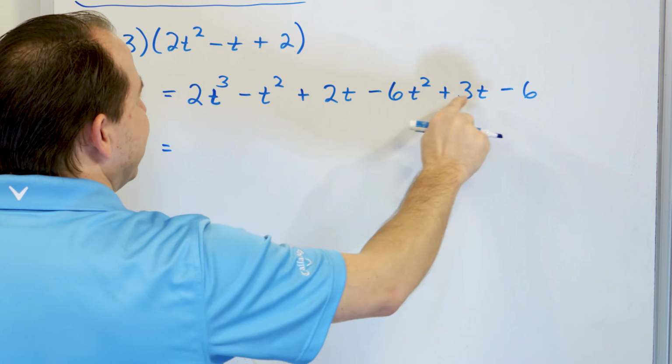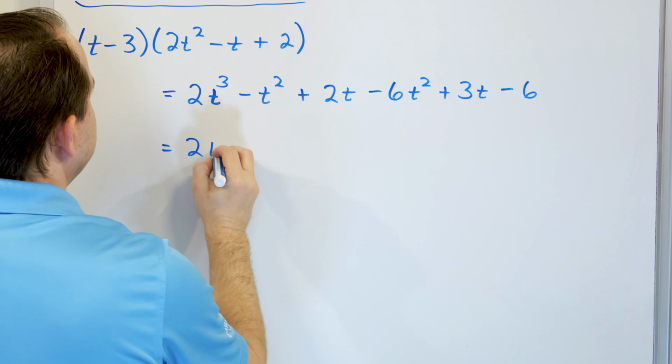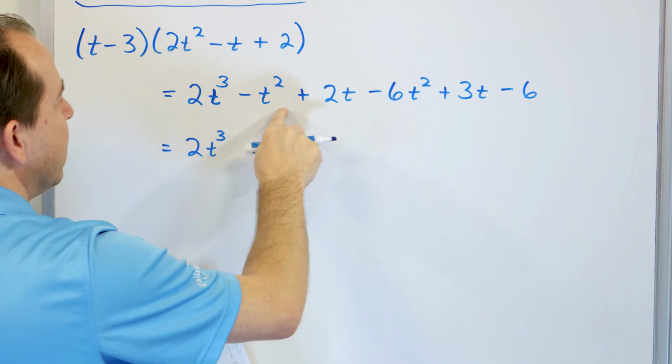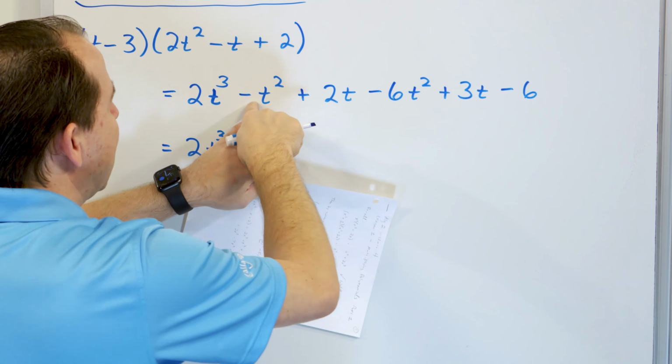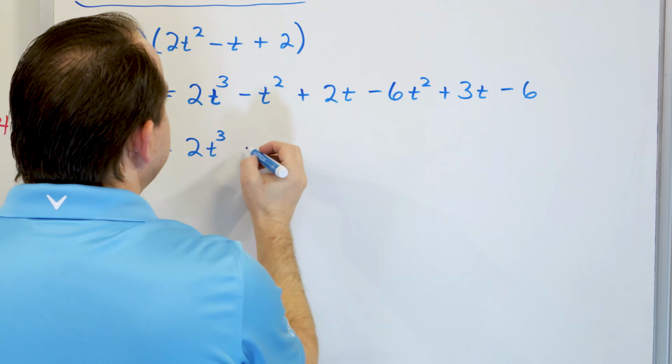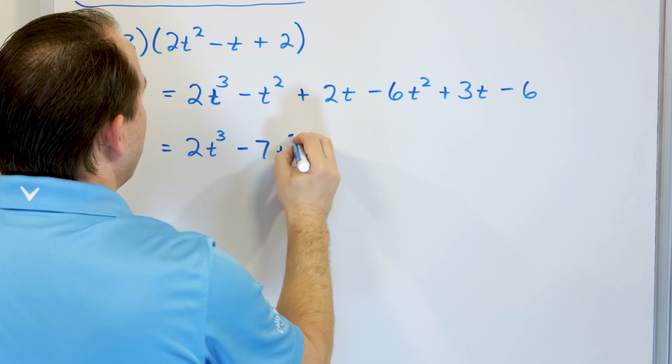So then I start looking for similar terms or like terms. So this one, there are no other t cubes anywhere, so I say 2t to the 3rd power. So that takes care of this term. Then I have t squared. This is the only other t squared here. What's -1 plus a -6? Or you can think of it as -1 minus 6. That's going to give you -7 t squareds.